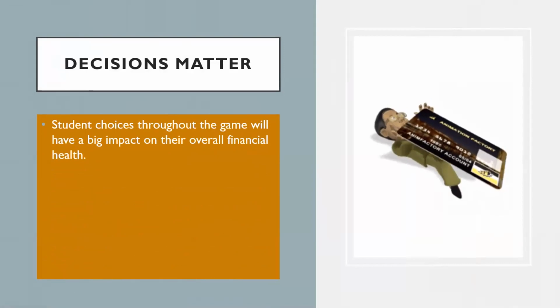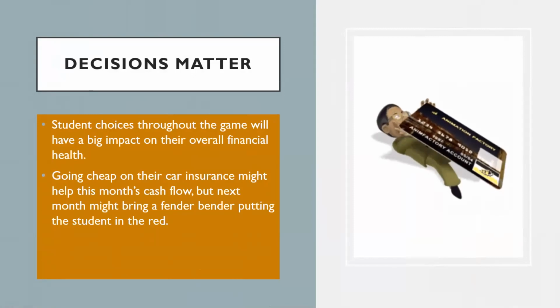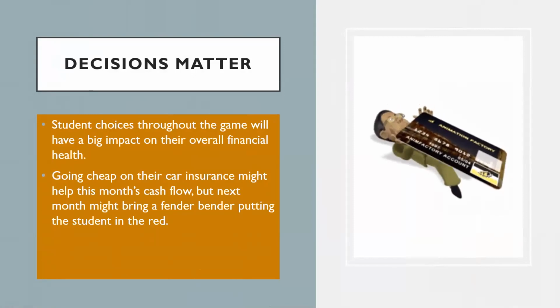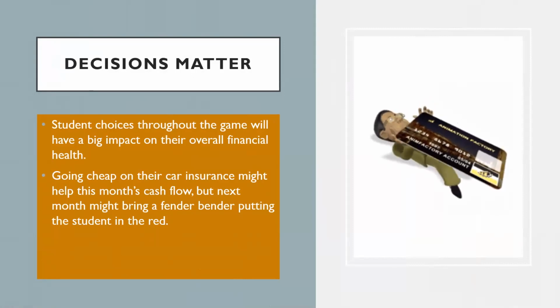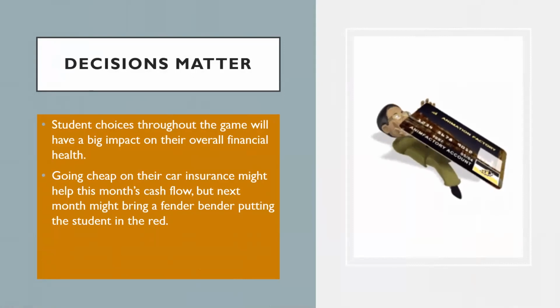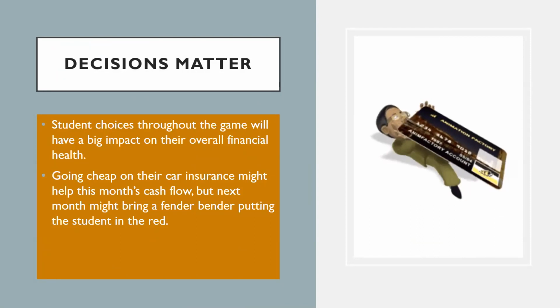The choices that kids make, of course, can have a big impact on their overall financial health and how they do in the game. So, for instance, this was an actual situation that occurred: if you try to downsize your car insurance, then all of a sudden, lo and behold, next month you might have a fender bender and a lot of out-of-pocket expenses that you didn't expect. These are the types of decisions that have consequences down the road, and things that eventually kids will begin to think about. Well, yes, my cash flow is improving now with cheaper auto insurance, but what happens if I have an accident?